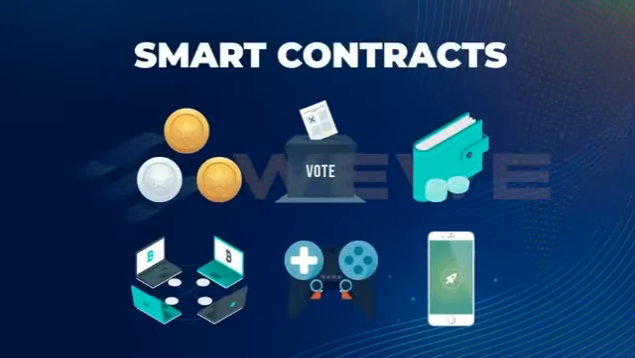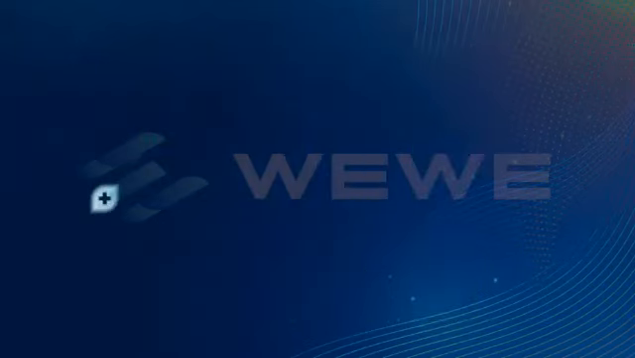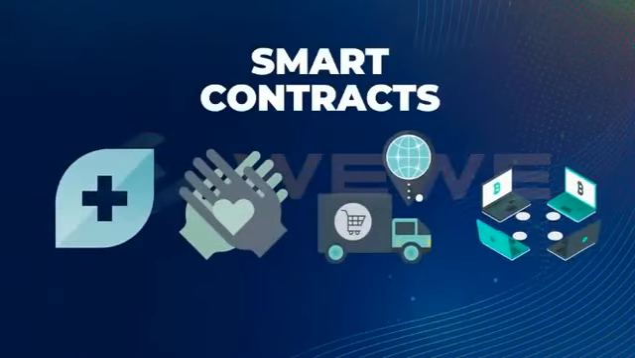Smart contracts can be designed for a wide range of use cases. Examples include the creation of tokenized assets, voting systems, crypto wallets, decentralized exchanges, video games, and mobile applications. They can also be implemented together with other useful blockchain solutions in the healthcare, charity, logistics, governance, and decentralized finance sectors.